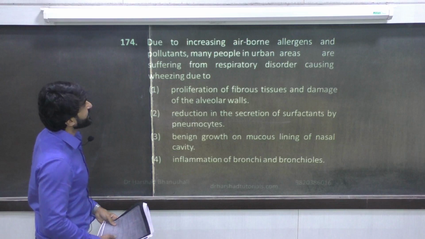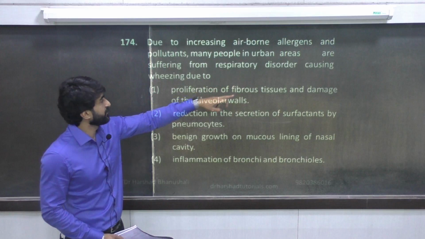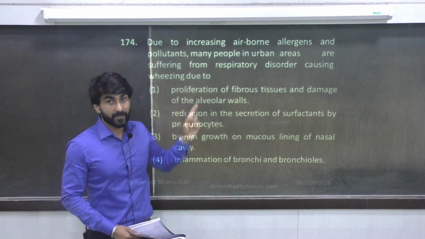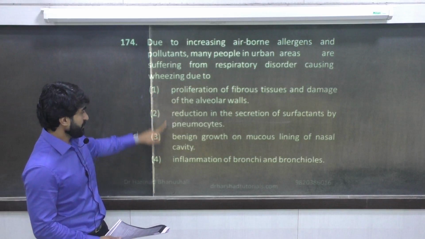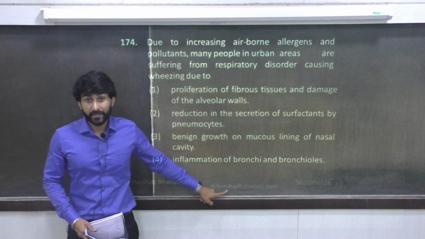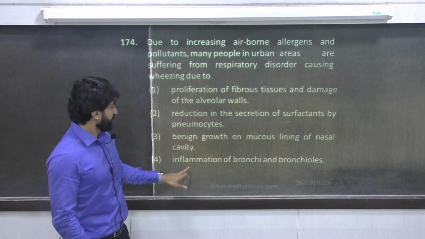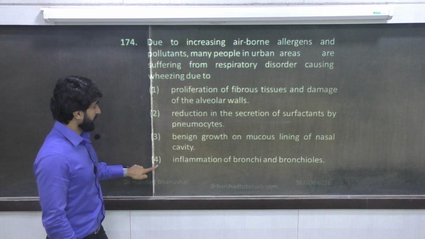Question number 174. Due to an increase in airborne allergens and pollutants, many people in urban areas are suffering from respiratory disorder causing wheezing. Now, wheezing is because of asthma. Following your NCERT concept, wheezing is because of asthma, and asthma involves inflammation of bronchioles. So if you have your option here, you have inflammation of bronchioles. In your NCERT breathing and exchange of gases chapter, at the end of the chapter you have disorders. In asthma, they have written wheezing because of inflammation of bronchi and bronchioles. So for question number 174, our answer will be option number 4. It's a question on asthma.